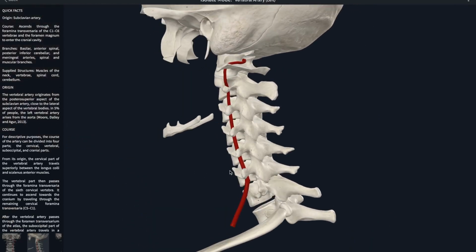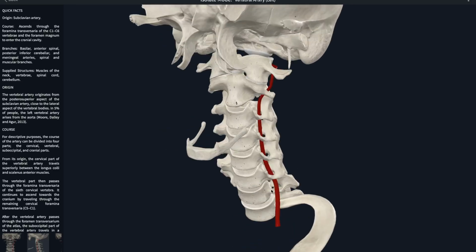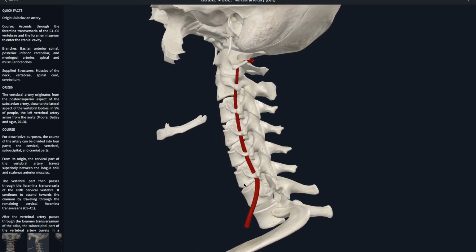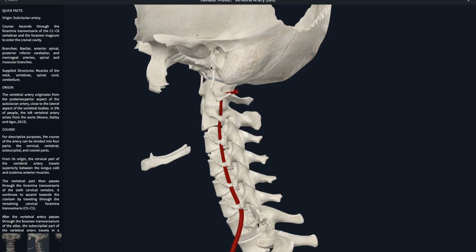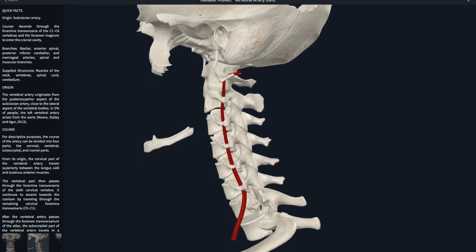I will divide it into 3 parts, okay? Now, the first part of the vertebral artery, you can memorize it as the cervical part. Okay, you can memorize it as CVSC. CVSC. What does it stand for? Cervical, vertebral, suboccipital, and cranial. So the last part of the vertebral artery is the cranial part. The third part is the suboccipital part. The second part is the vertebral, and the first part is cervical. So you can say cervical, vertebral, all the way here, suboccipital, and cranial.